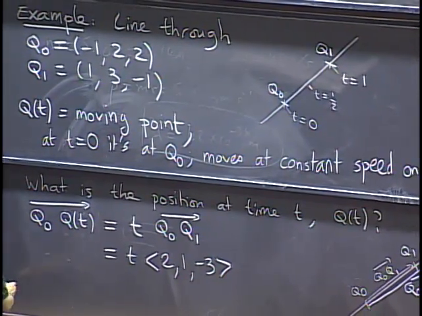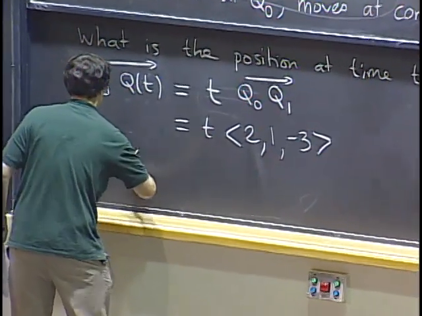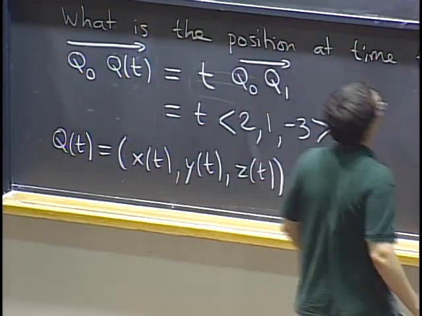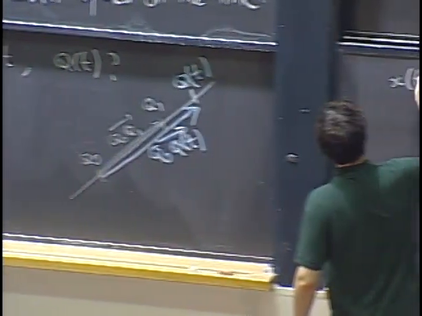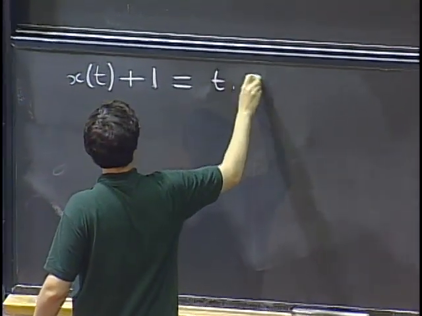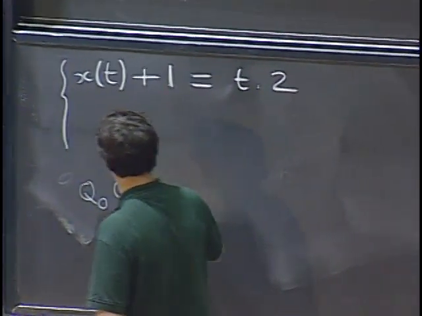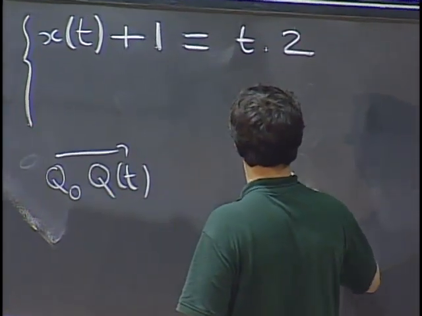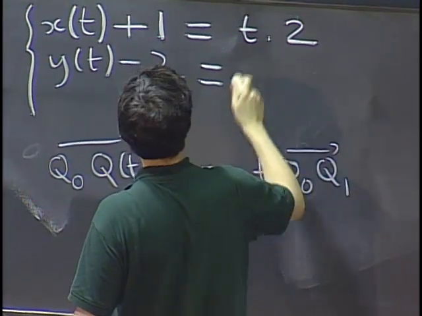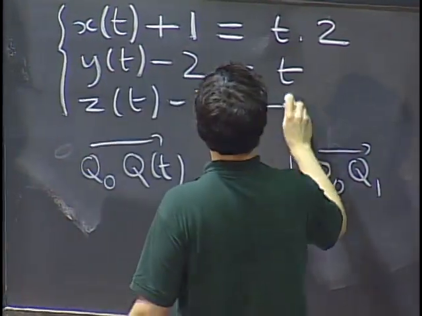So let's call x of t, y of t, and z of t the coordinates of the point that's moving on the line. Then we get x of t plus 1 equals t times 2. I'm writing the components of vector q0, q of t, and here I'm writing t times q0, q1. y of t minus 2 equals t. And z of t minus 2 equals minus 3t.